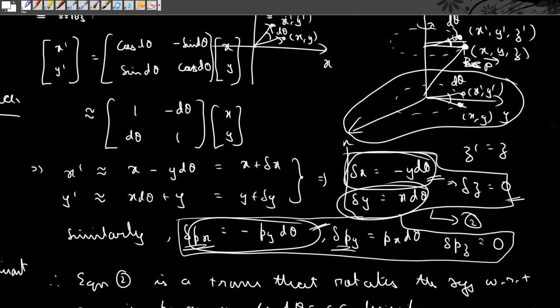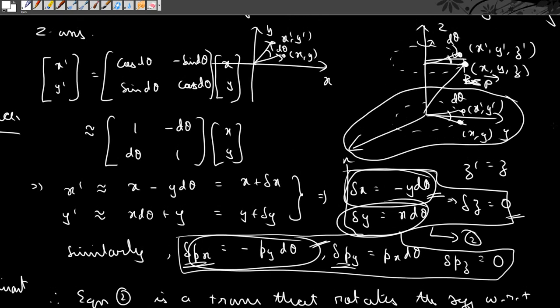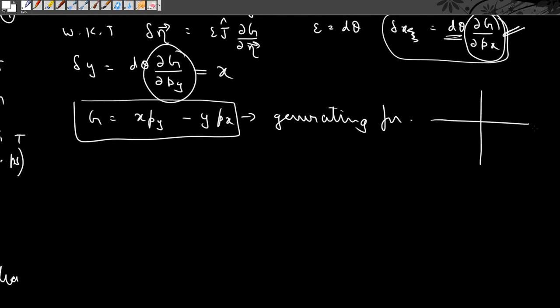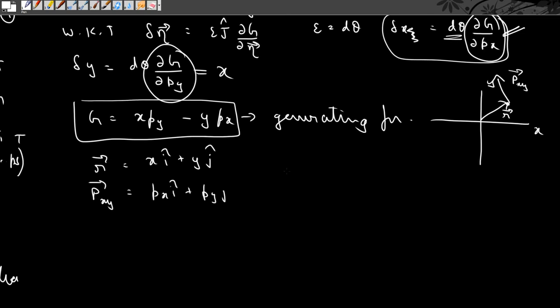Now if you consider the xy plane, if this is our position vector, and let us say that this is the projection of the momentum in the xy plane, what we can do is we can write r as xi cap plus yj cap and pxy as pxi cap plus pyj cap.